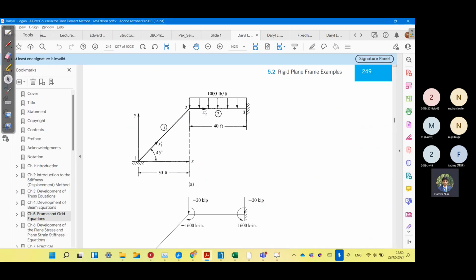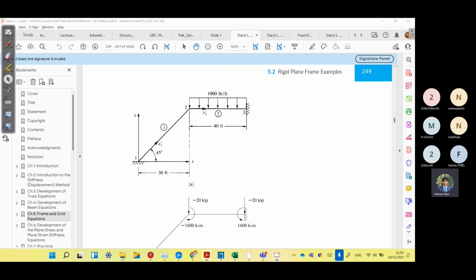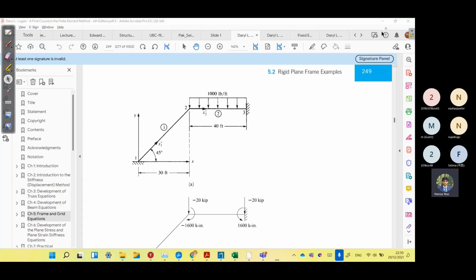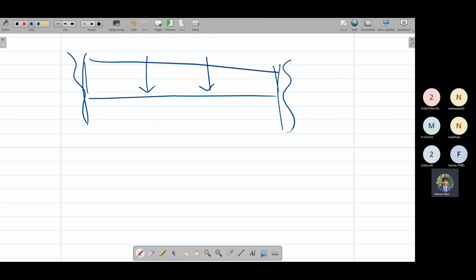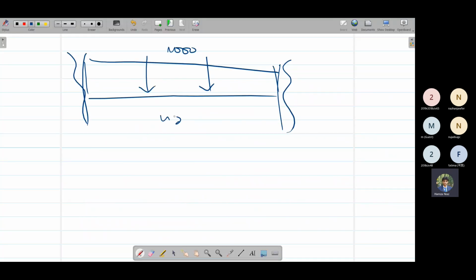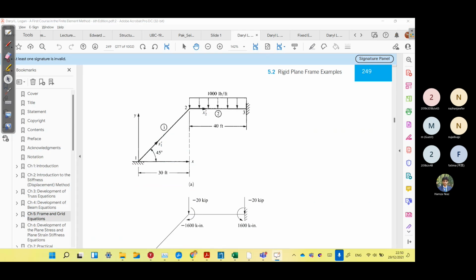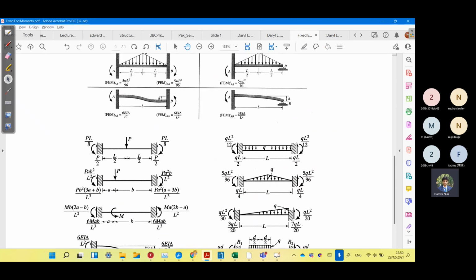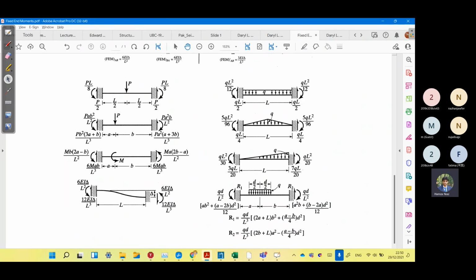So we have a distributed load here. If we have a distributed load, for example, this is our load, we have to convert this. Whatever the span is, we consider it as a fixed-end span. Load is 1000. So we consider this as a fixed-end span of 40 feet. So we go to the fixed-end charts and calculate the reactions and moments of the UDL. This one.